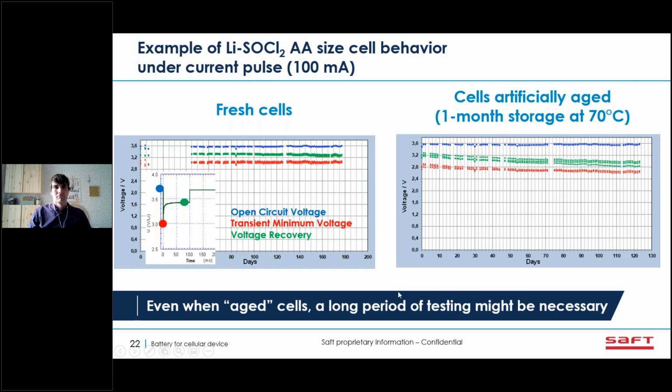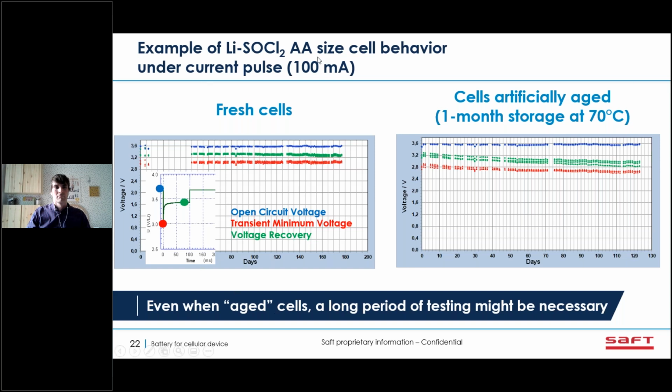You will have the open circuit voltage. You will have the minimum voltage reached at the beginning of the pulse, which is called the transient minimum voltage. And you will have the voltage recovery. So when the chemistry is more stabilized, this voltage recovery is closer to the level of voltage you will find in the graph from the datasheet.